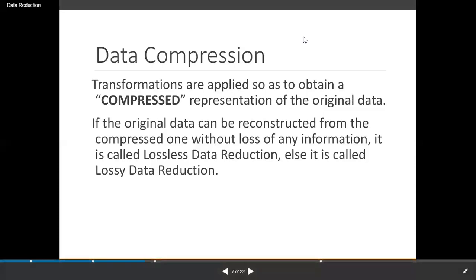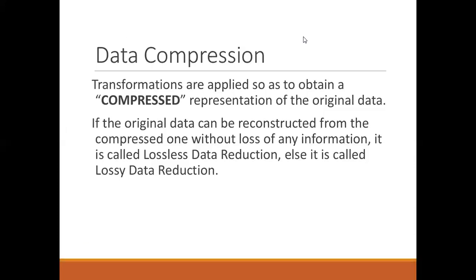So these are the techniques that are used for data reduction. Thank you.